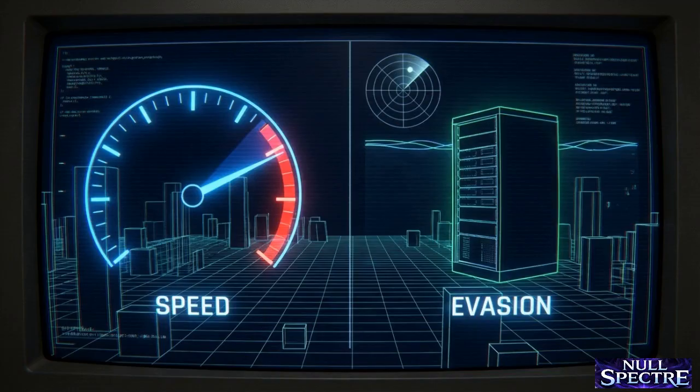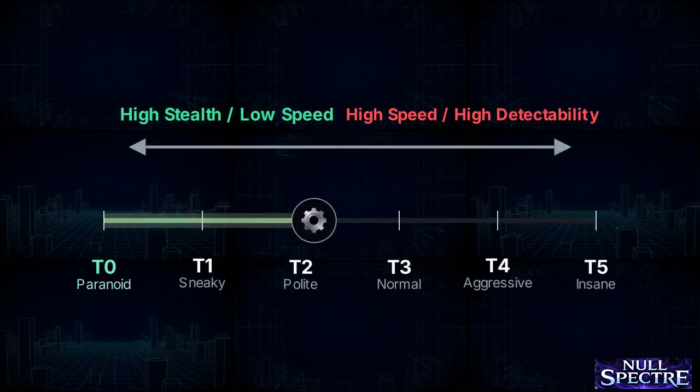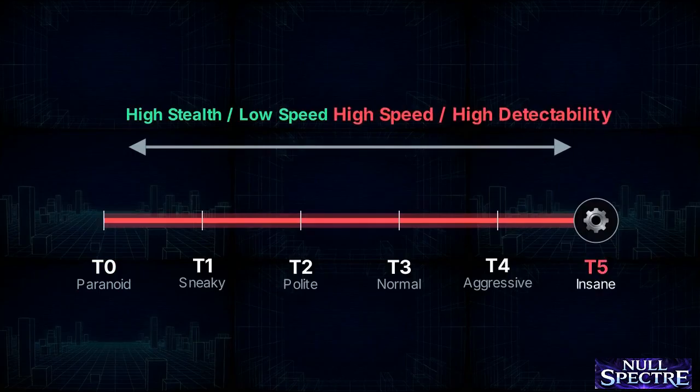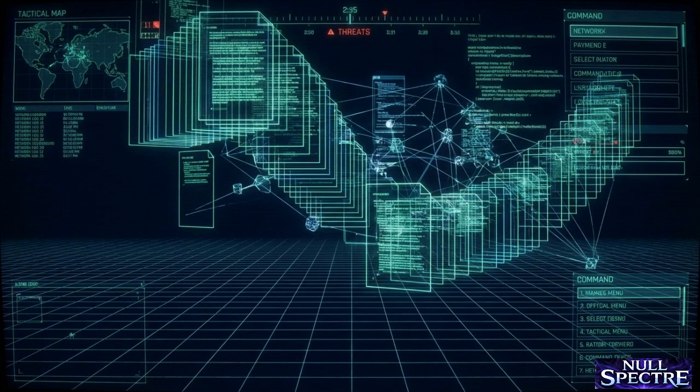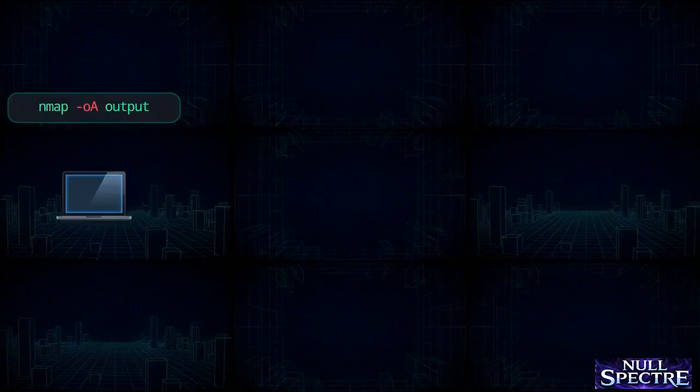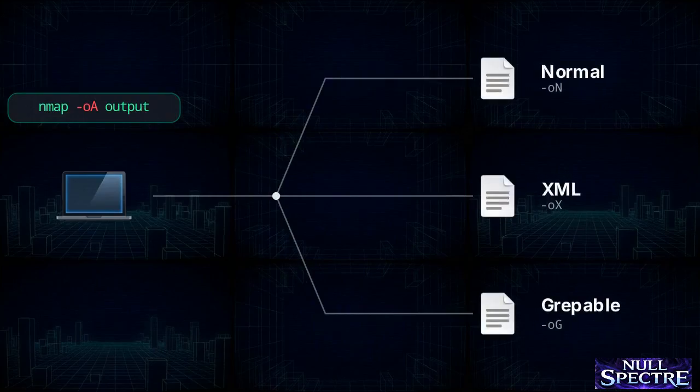Network scanning always requires balancing speed against stealth. Nmap provides timing templates from T0, which is intentionally slow to avoid detection, up to T5. For standard professional engagements on a reliable network, T4, or aggressive timing, is the professional standard. Because these scans generate massive amounts of vital data, you have to document your findings. Using the -oA flag outputs your entire scan simultaneously into standard, XML, and greppable text formats, so you can feed the intelligence directly into other tools.